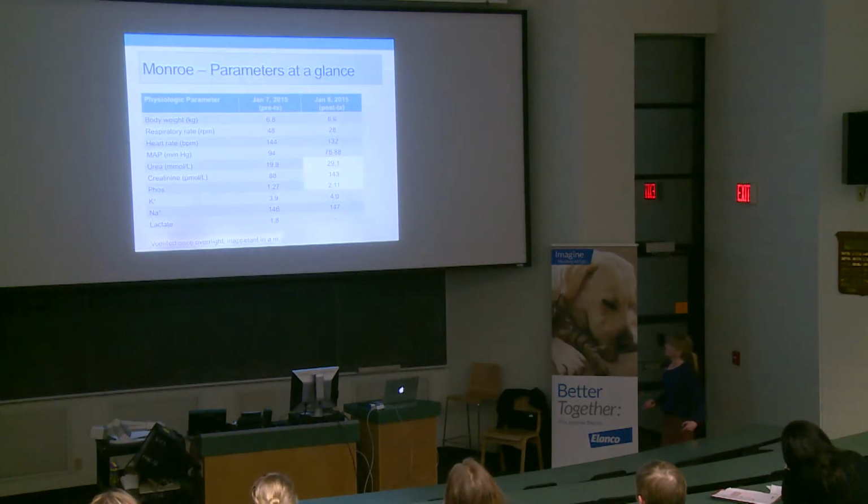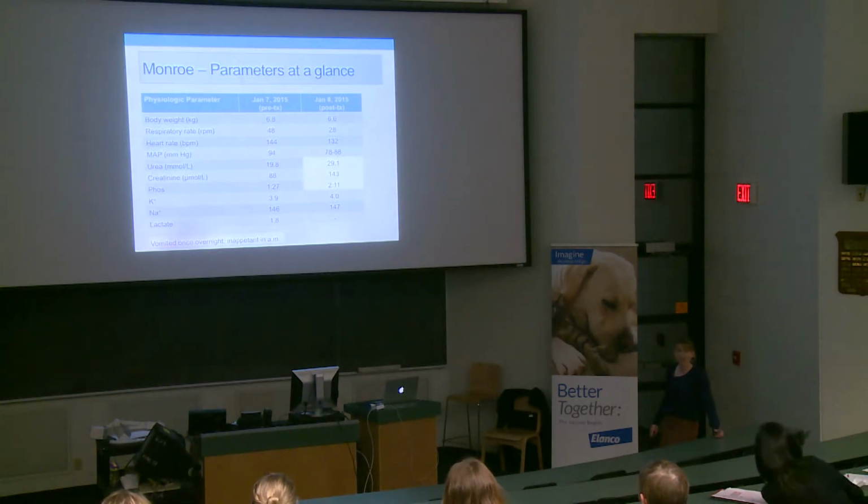But look what we did to his urea and creatinine. It went up, not surprising. His creatinine is still in the normal range, but it went up. And now his phosphorus is up too. Yikes. And guess what? He vomited once overnight, and he was inappetent in the morning. Wasn't happy with that.